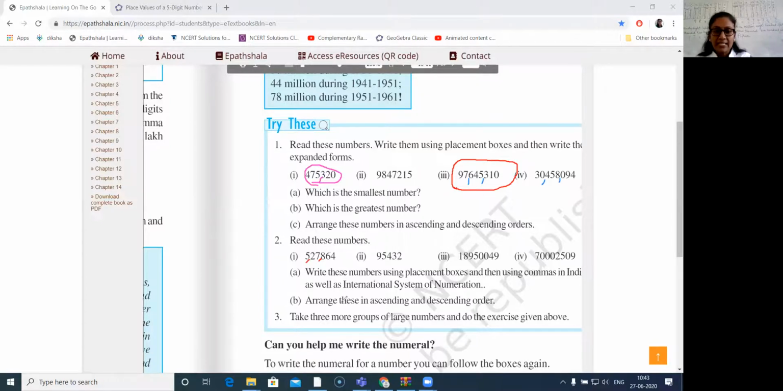So how will I read this number now? 5 is sitting in the lakhs place. 2 and 7 in the 10,000s and the thousands place. Then hundreds, tens and ones. So when I read this number slowly, you must recall 5 lakhs 27,000 864. Right?